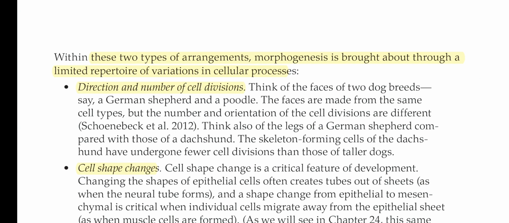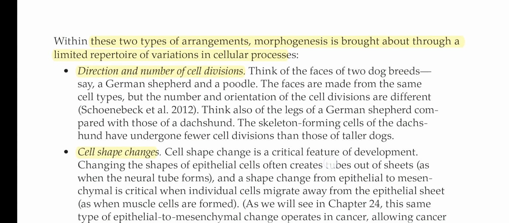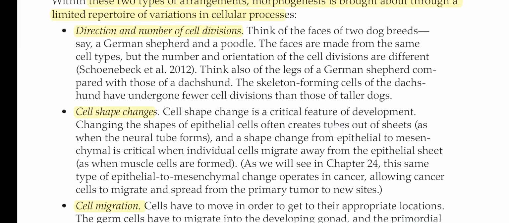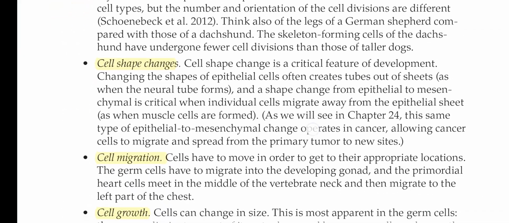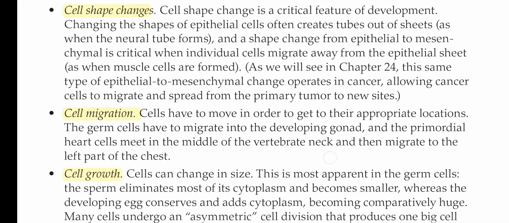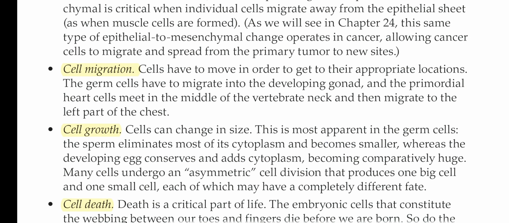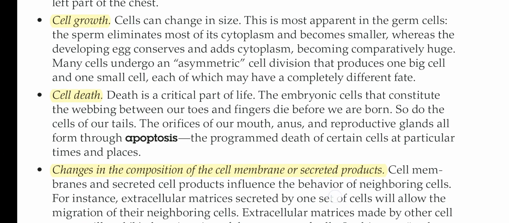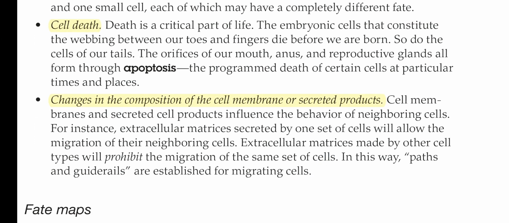So within these two types of arrangement, morphogenesis is brought about through a limited repertoire of variation in cellular processes: the duration and the number of cell divisions, cell shape changes, cell migration, then cell growth, cell death, change in the composition of the cell membrane, etc.